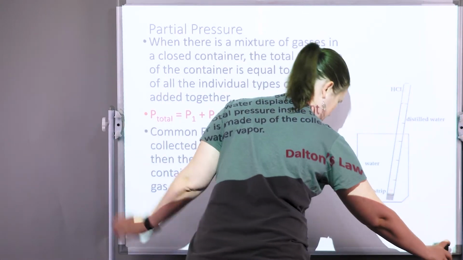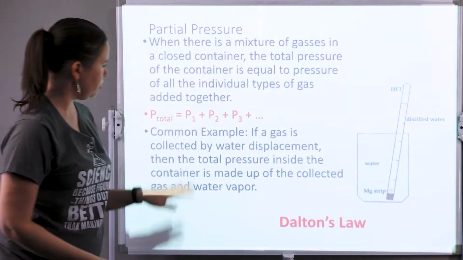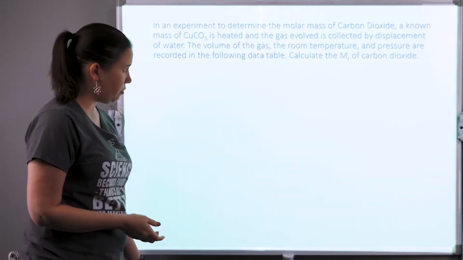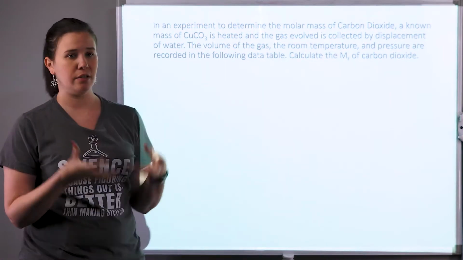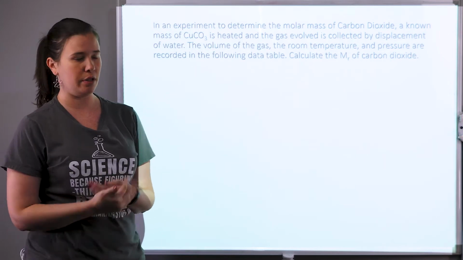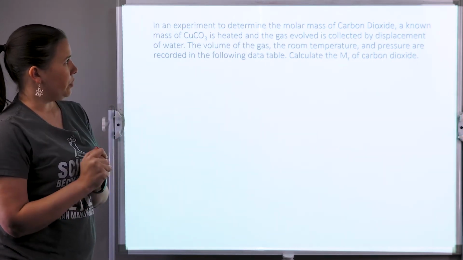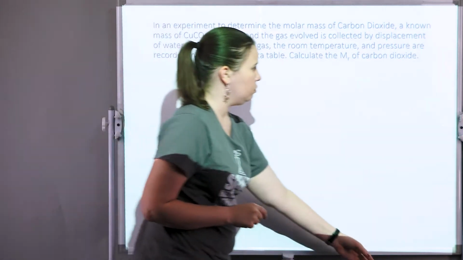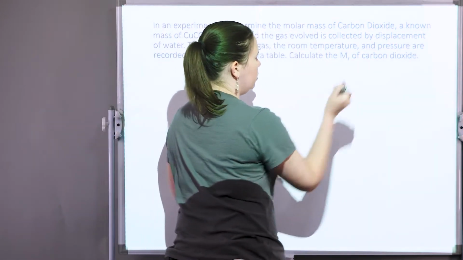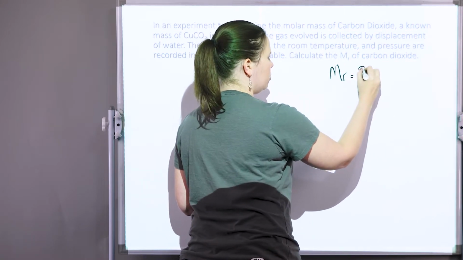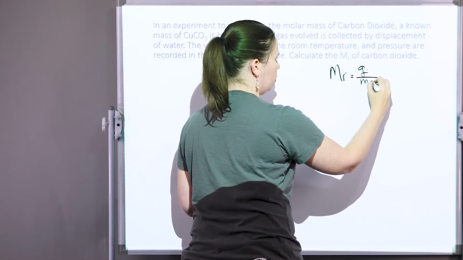All right, so that's Dalton's law. Partial pressures add up to a total pressure. All right, so now here's the experiment I was talking about where we're going to collect some carbon dioxide. And yes, we are going to collect it over water, so we'll be applying Dalton's law. In this experiment, we're going to be trying to find the molar mass. So let's think for a second what molar mass is all about. So molar mass, or relative atomic mass, M sub R, is always grams per mole.